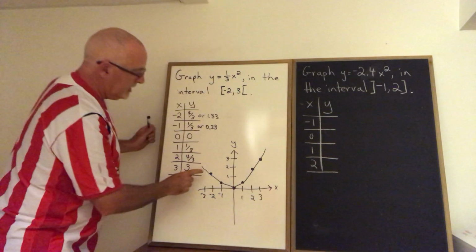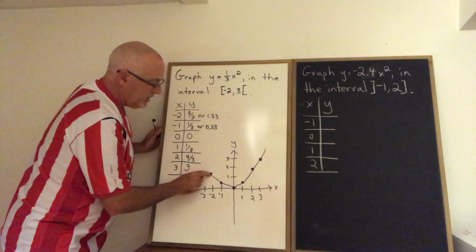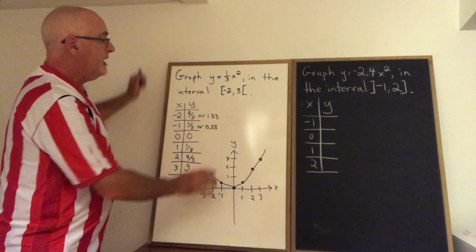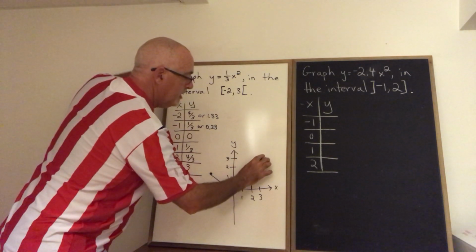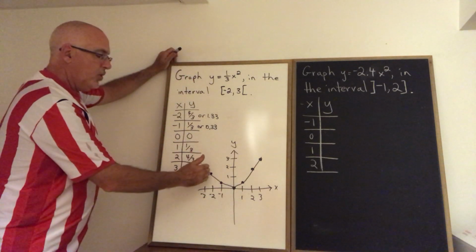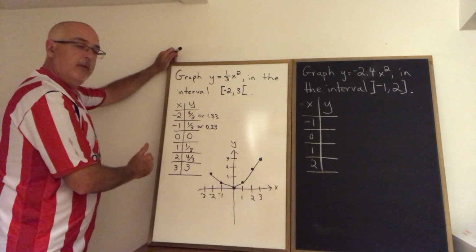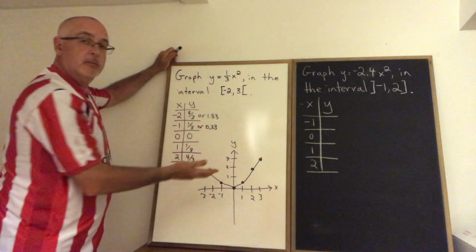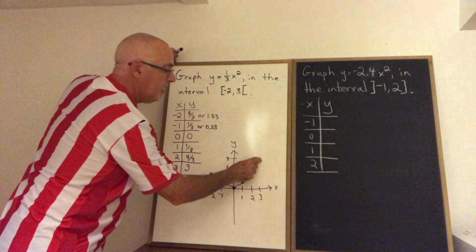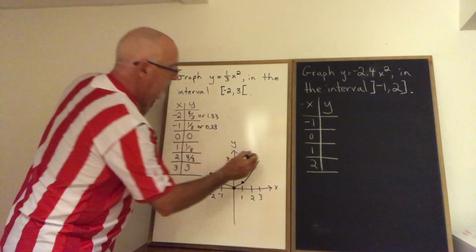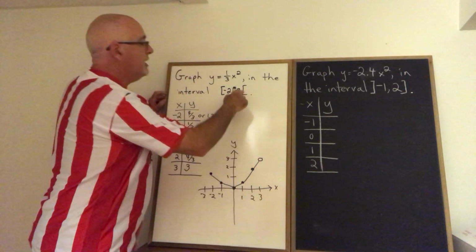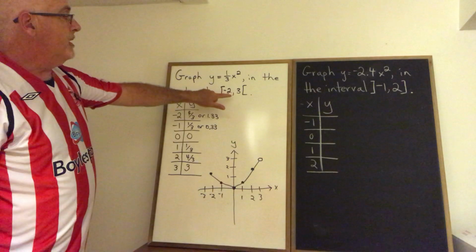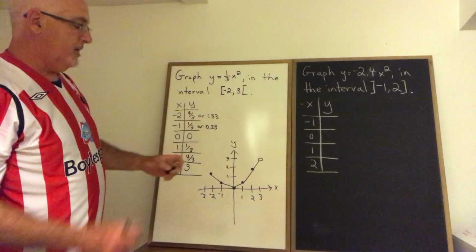The -2 is included. So I put a solid dot at x equals -2 on my curve. The 3 is not included. I'm removing the portions of the curve that were to the left of -2 and to the right of 3, because they're not included in the interval that I'm supposed to be graphing. And this 3, I can't have a solid circle there. I have to have an open circle because it's not included. Now I'm finished graphing y equals 1/3 x squared in this interval.